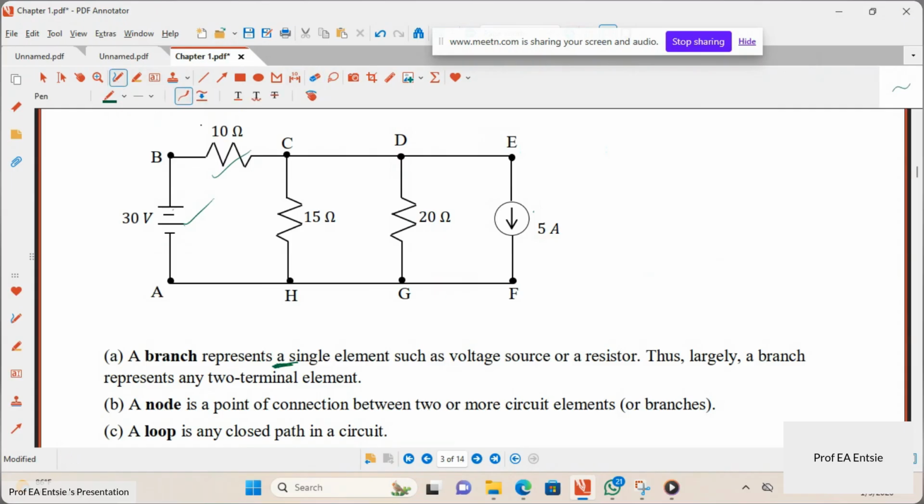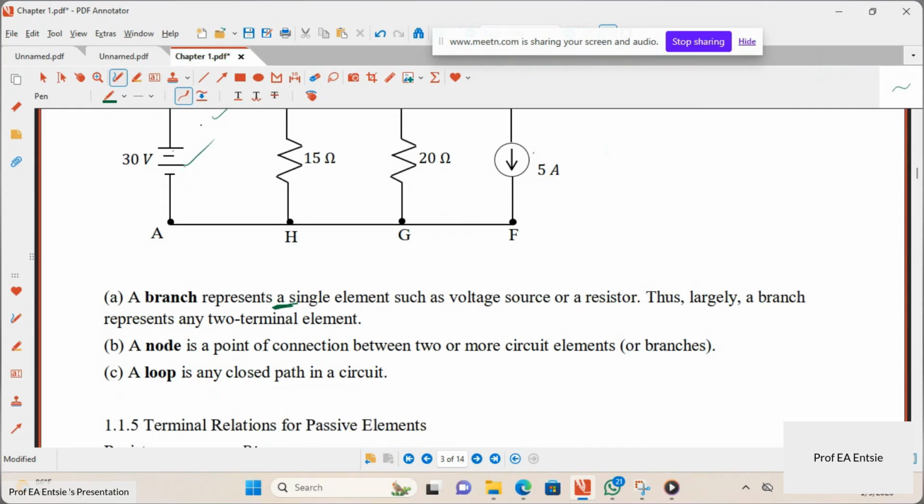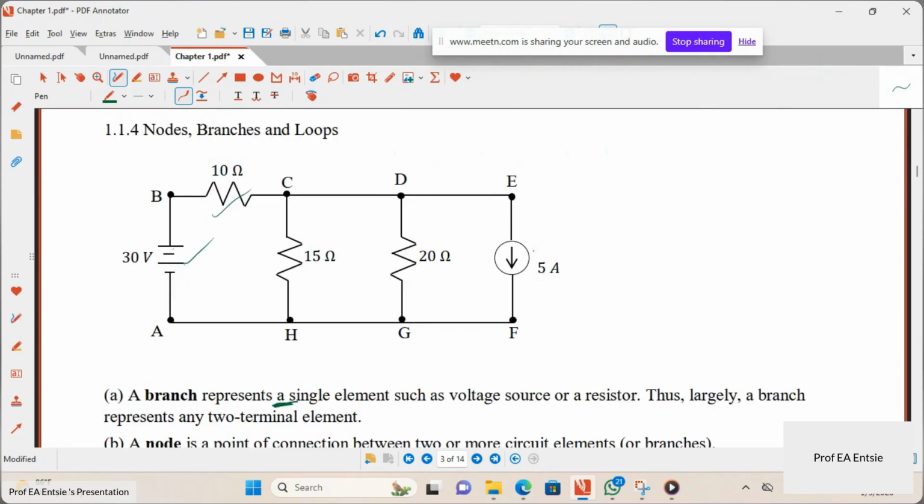Then you have the loop. A loop is a closed path in a circuit. So BCHAB loop, you start, you end there. BCHAB. I started with B, I end at B. So this is a loop. CDGHC. This is a loop. DEFGD. This is also a loop.